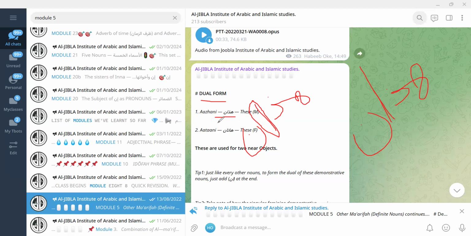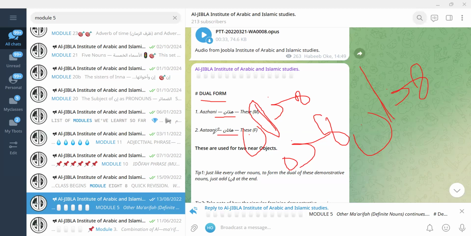So that's what we have there. It has to be there because it's now dual. So it is a replacement of tanween, but it does not mean it will not be there. It will be there. Now for feminine, now we say hatani. From hadhihi, we go to hatani.